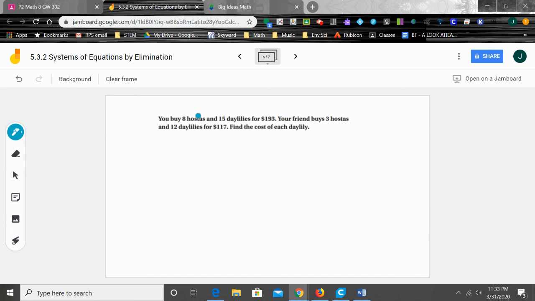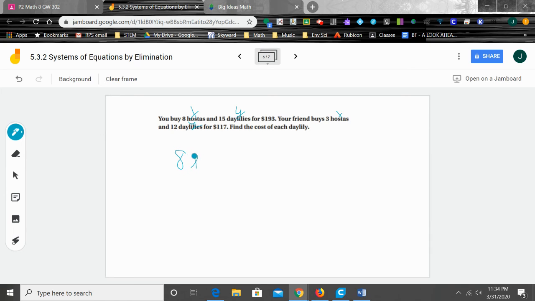So those are going to be our variables. If you notice, we have 2 unknowns. So we'll just call the hostas x and the daylilies y. We could have switched it around, it doesn't really matter, just as long as we're consistent. Okay. So this would turn into something that looks like this.